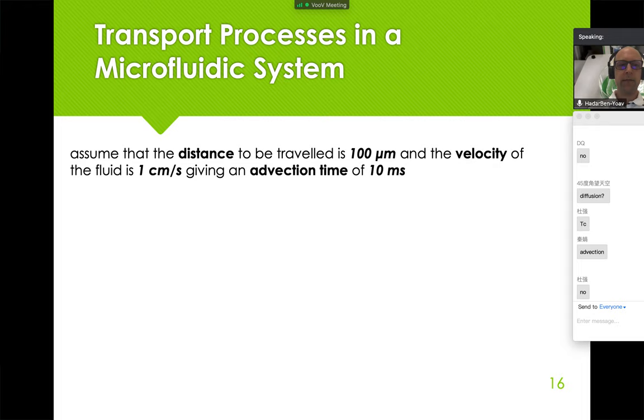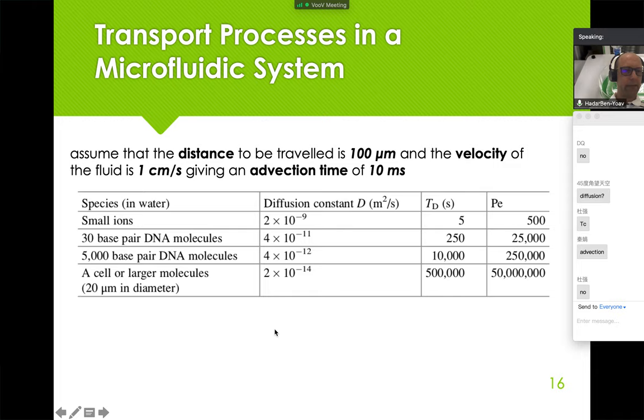So let's take a couple of minutes and think about this question. Everyone, assume that the distance that a particle needs to travel is 100 micrometer, and the velocity of the fluid is 1 centimeter per second, which means that the advection time that you get is 10 milliseconds. Now let's try to calculate it for different types of analytes.